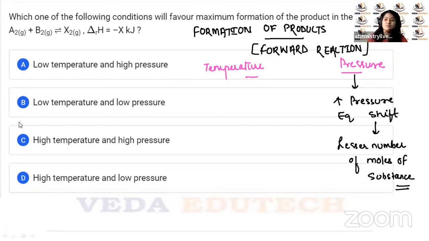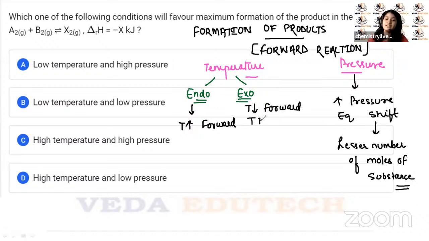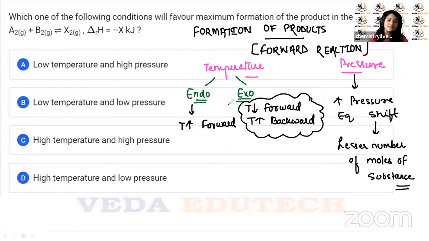Now, in case of temperature, there are two types. One is where the reaction is endothermic, and the other is where the reaction is exothermic. In case of endothermic, if you increase the temperature, your reaction will go in the forward direction. In case of exothermic, if you decrease the temperature, your reaction will go in the forward direction, or if you increase the temperature, it is going to go in the backward direction. These are the things that you need to know.